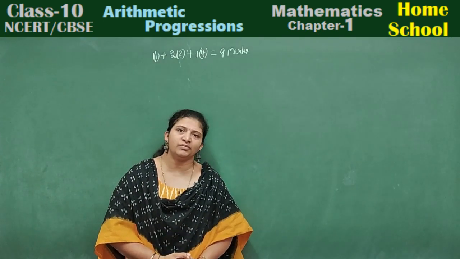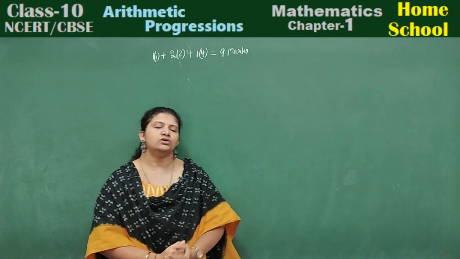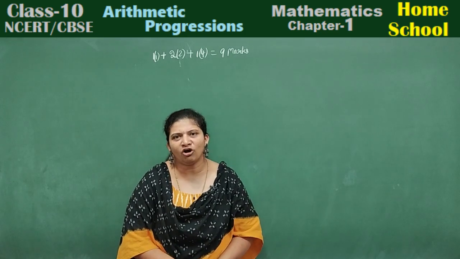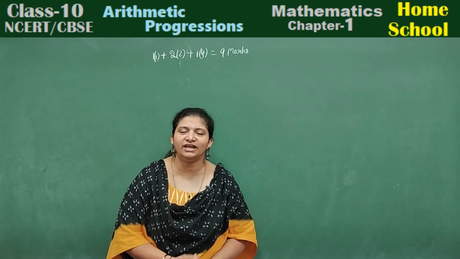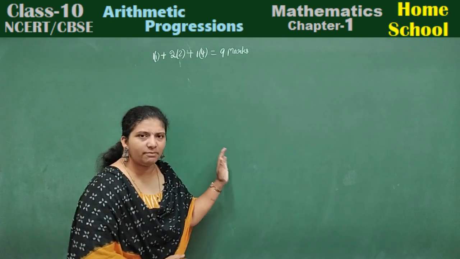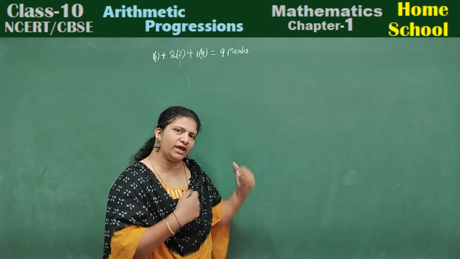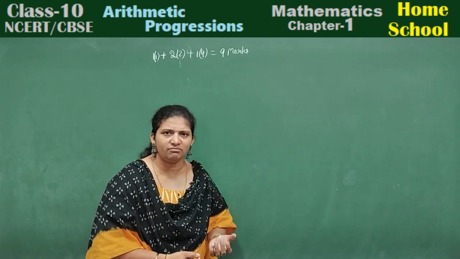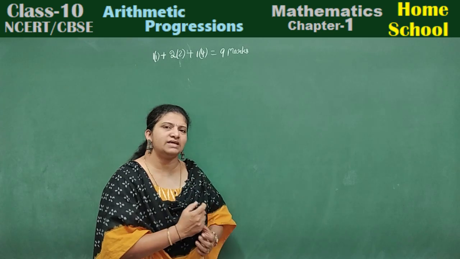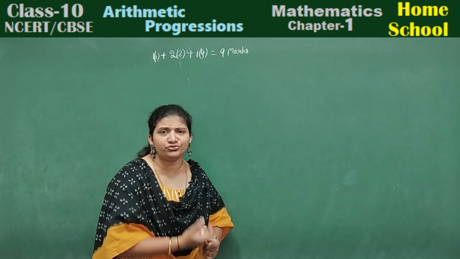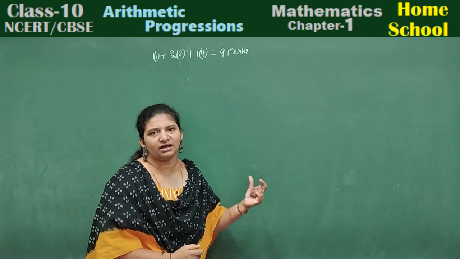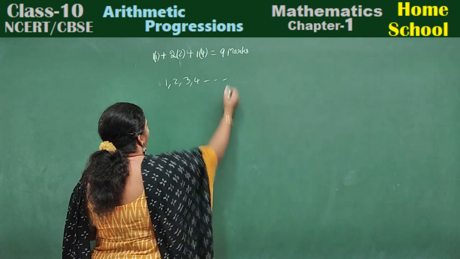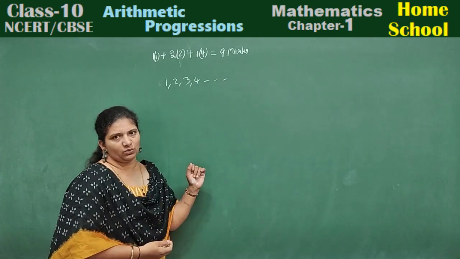Let's start your first chapter, arithmetic progressions. In this, first we should know a tiny introduction. Sequence is an orderly arrangement of numbers by a definite rule. The numbers may be in any order: divisible by 2, multiples of 3, odd numbers, even numbers. If the list of numbers has some order or a definite rule, then I say those numbers are in a sequence. Suppose I take 1, 2, 3, 4, and so on. What do we say? It is in a sequence.